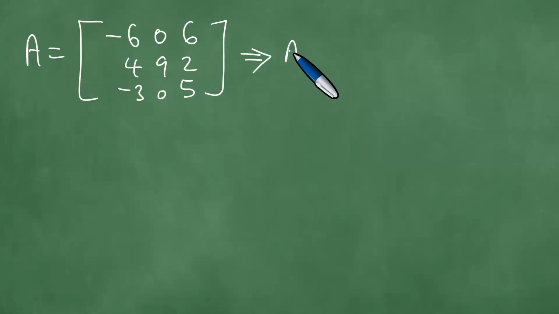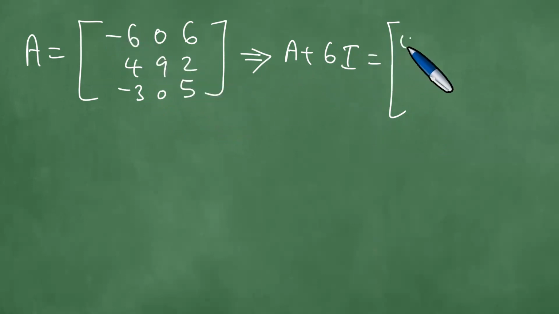Right, so now if you have A plus 6I. Okay, now we're just going to add 6 to each of the diagonal entries. If you add 6 to each of the diagonal entries, so if you add 6 here, 6 minus 6 is 0. 0, 6. Okay, because the identity matrix only has 1s on the main diagonal.